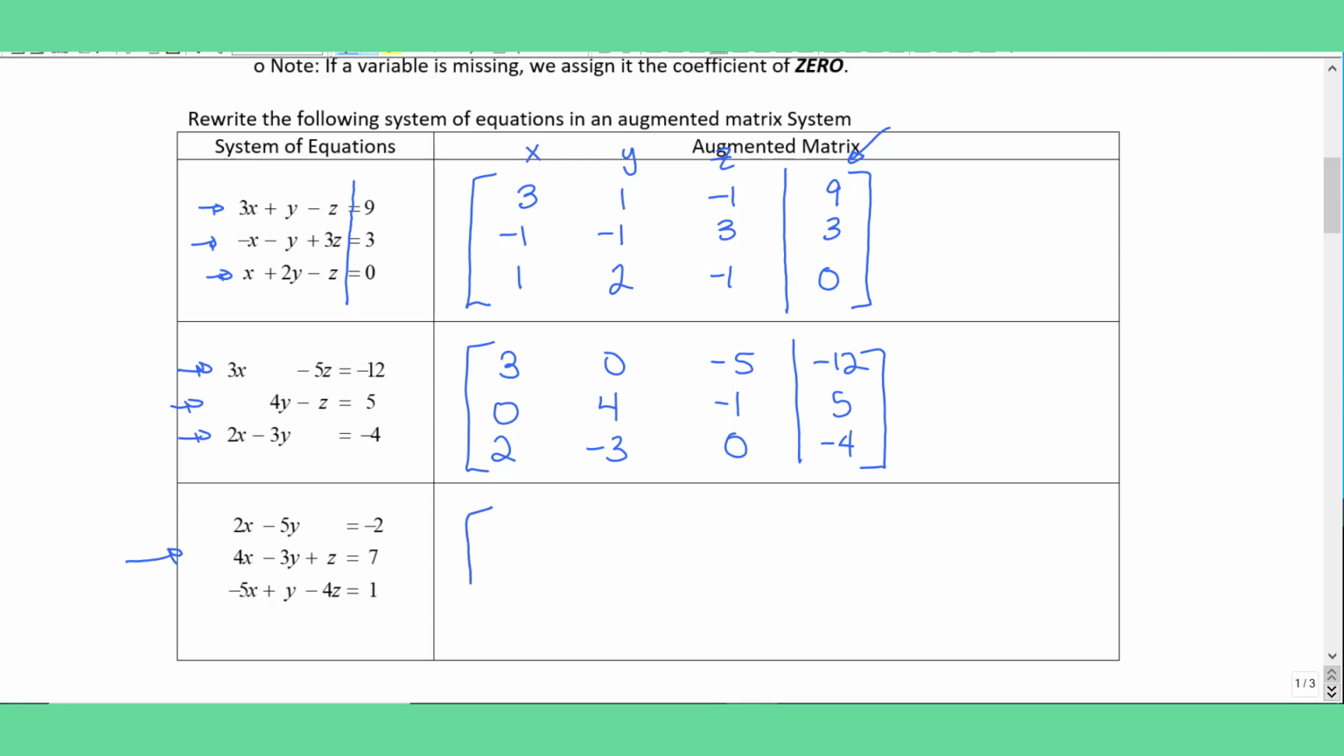Let's see how you did. Bracket, bracket, column. 2, -5, 0, -2. 4, -3, 1, 7. -5, 1, -4, +1. So on the test, when I ask you to rewrite the following system of equations in an augmented matrix system, this is all I want you to do.